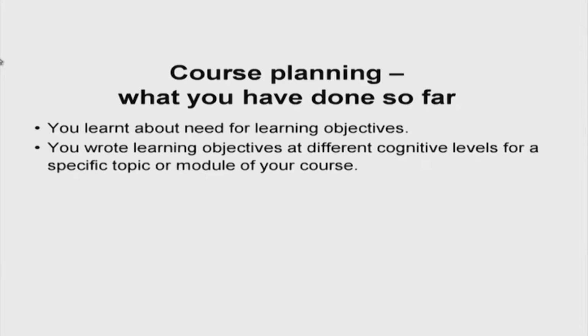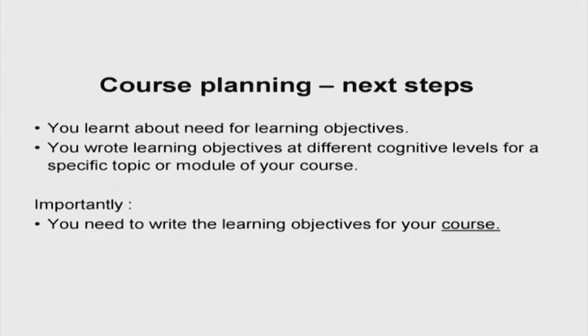So what you have done in terms of course planning so far is we started by discussing and looking at the need for learning objectives. Started with the mismatch between teacher and student and so on. Then you wrote learning objectives for a topic in your course, and today in fact you wrote learning objectives at various cognitive levels for a specific topic or unit in your course.